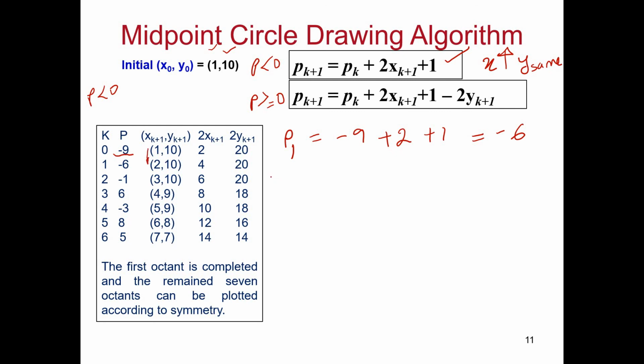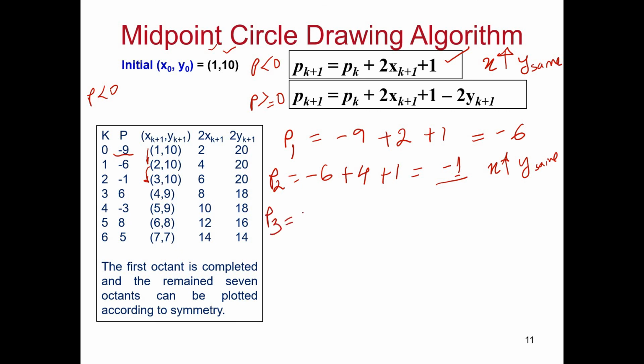Okay. Now let's see p2. The previous p is minus 6 plus 2xk plus 1, which is 4 plus 1, which is equal to minus 1. Alright. Now again it is negative, so x will be incremented, y will be the same. X is incremented by 1, 2 to 3, and y is still the same. That is 10.